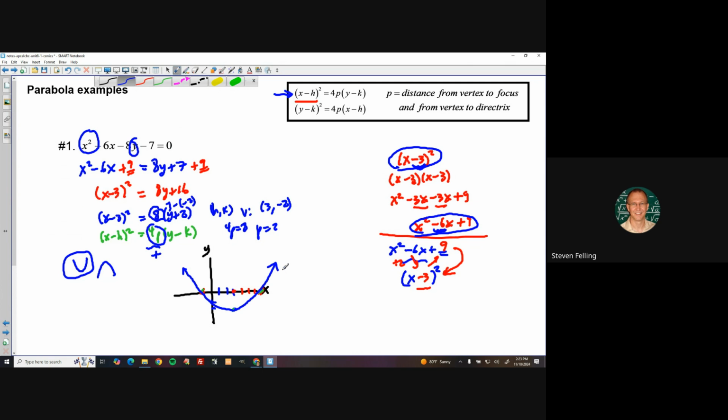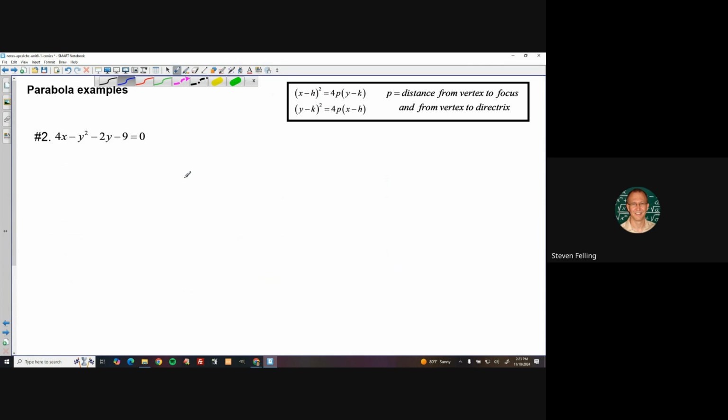Okay, so this is how you put a conic section equation into standard form so you can sketch. All right, let's do one more example of the parabola. This is another parabola. I've got the y squareds here, so since they're negative, I'm going to get them over to the other side.